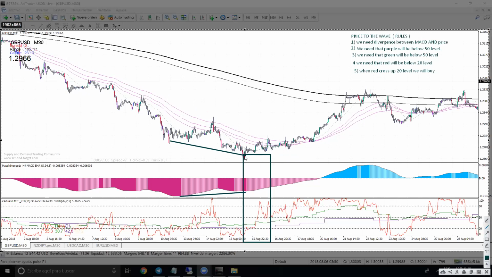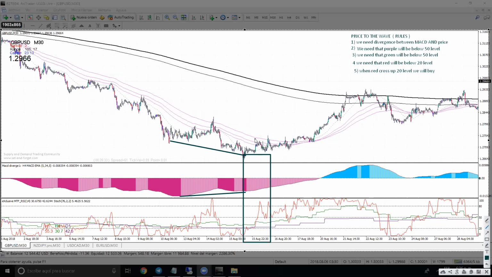In this case, the price goes to the wave. The trend line we're going to use for the other setup, fill to the gap. Later I will explain this. But the most important thing here is that the green will be below 50, the purple will be below 50, and the red will be below 20. When the price crosses, you enter.